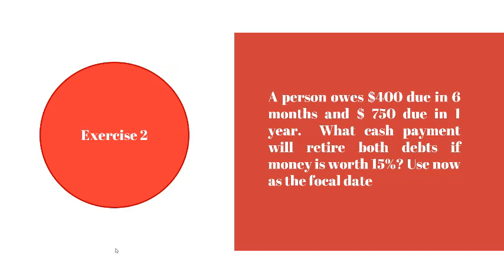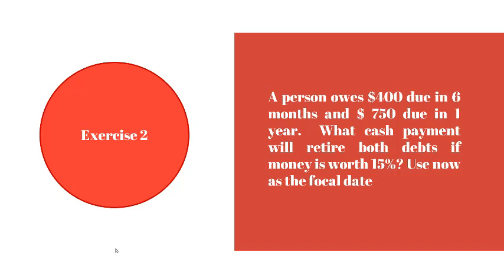Another example. A person owes $400 due in 6 months and $750 due in 1 year. What cash payment will retire both debts if money is worth 15%, using now as the focal date?